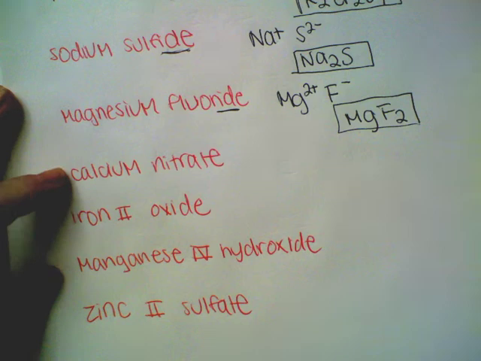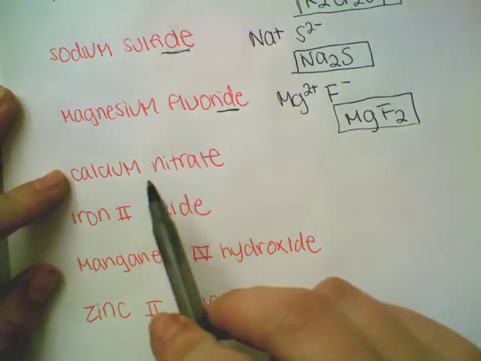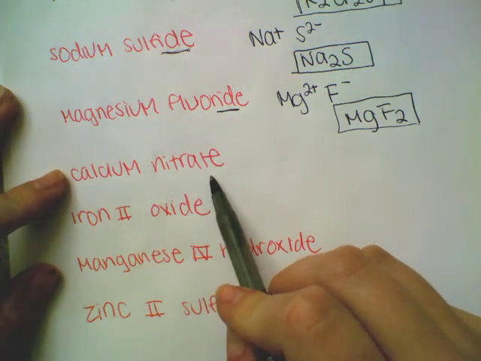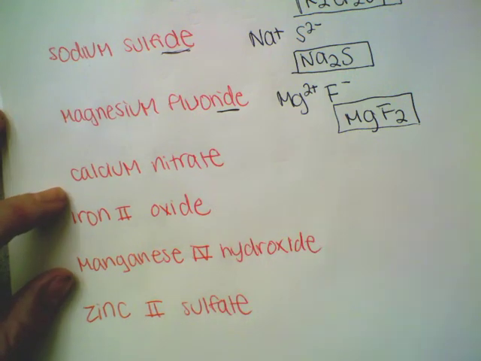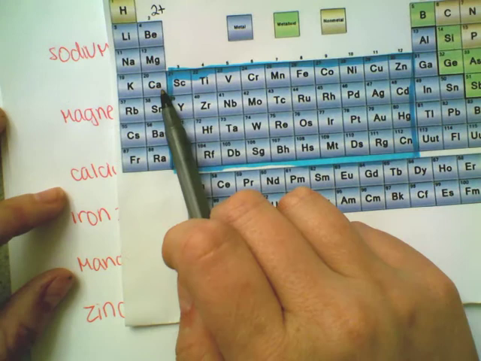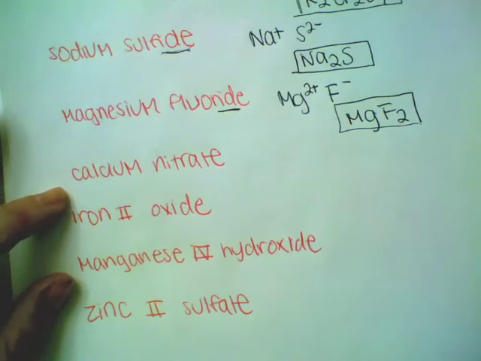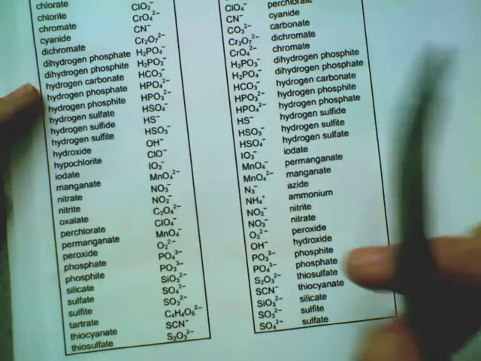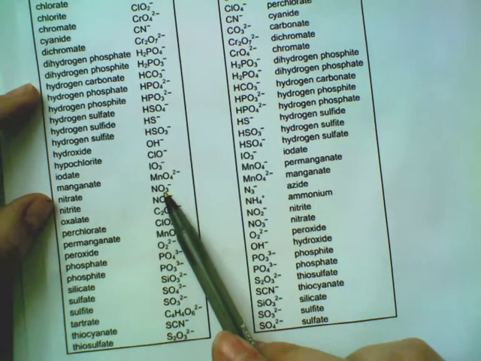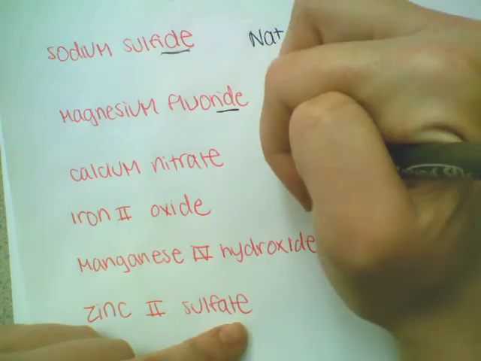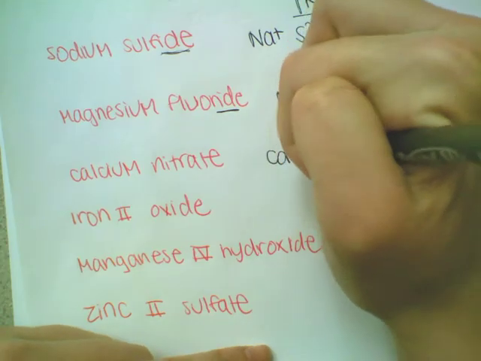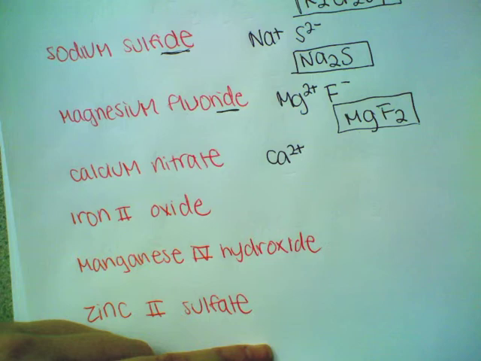Okay, calcium nitrate. It doesn't end in IDE, so I know I'm going to be looking up a polyatomic ion. Calcium is a metal. So we look up nitrate. Nitrate is NO3 with a negative 1 charge. Then calcium was in group 2. It made a 2+ ion, according to our periodic table.